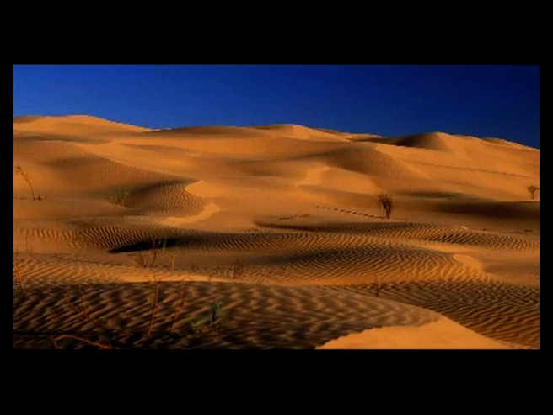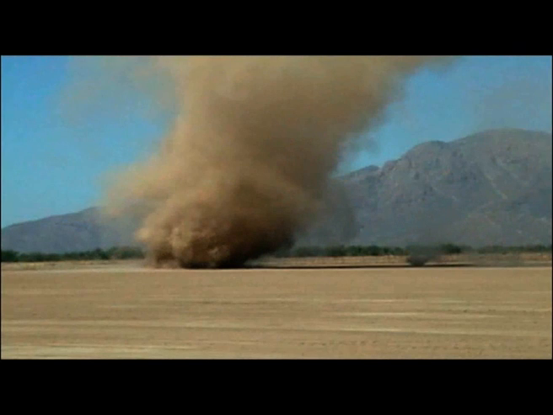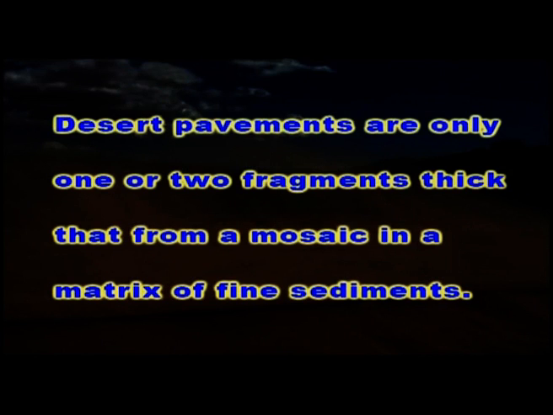of pebble and cobble size formed by the gradual removal of the sand, dust and other fine grained materials by the wind and also the intermittent rain. Stone or desert pavements are larger stones set in a matrix of fine grained materials. Desert pavements are only 1 or 2 fragments thick that form a mosaic in a matrix of fine sediments.